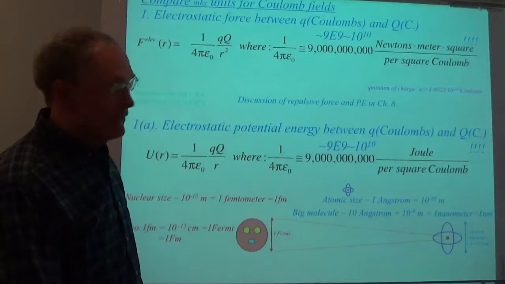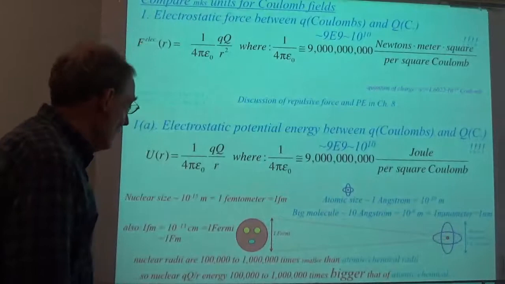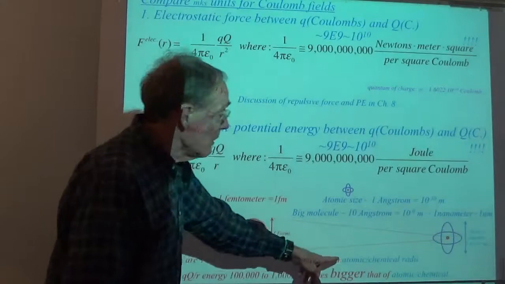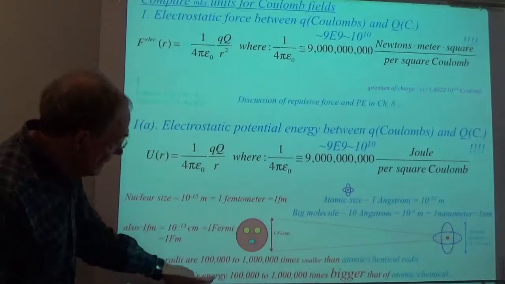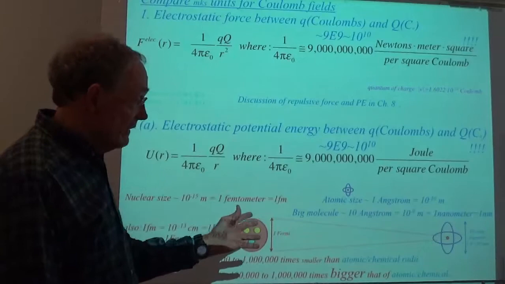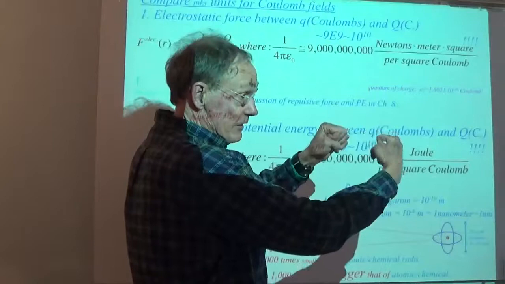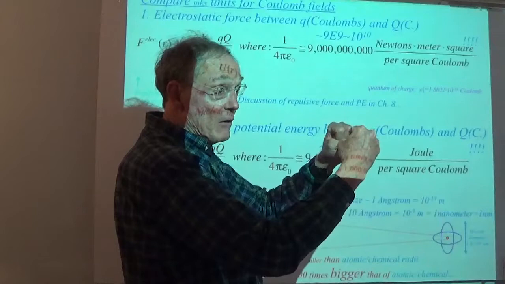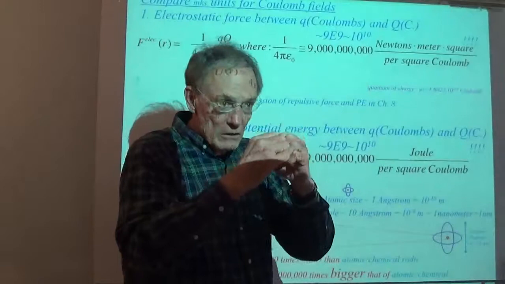If this were the atom, okay? Well, what that means is the nuclear radii are 100,000 to a million times smaller than the atomic chemical radii, and that means that the nuclear energy is that same factor times larger than that associated with a typical molecule that dissociated. That is, half of the charge went this way and half the charge went that way, like trinitrotoluene or nitroglycerin or something like that. Literally comes apart, that's a high explosive that just explodes because the molecules came apart.